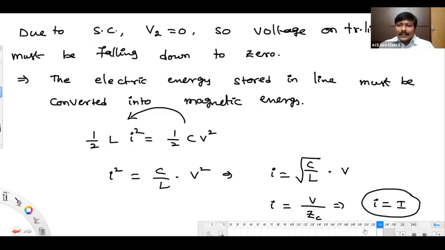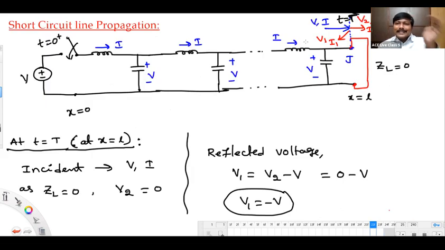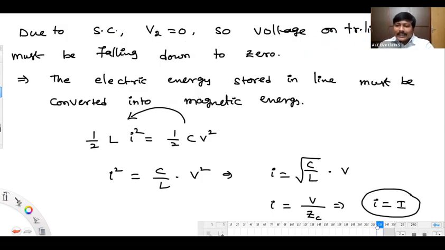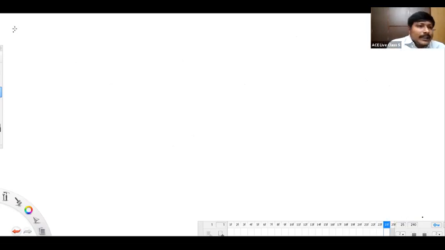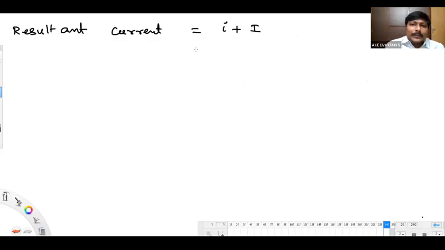Then what is the resultant current on the transmission line? The already existing current is capital I, and the small i is added to that. The resultant current will be small i plus capital I, so it will be capital I plus capital I now. That will be 2I.